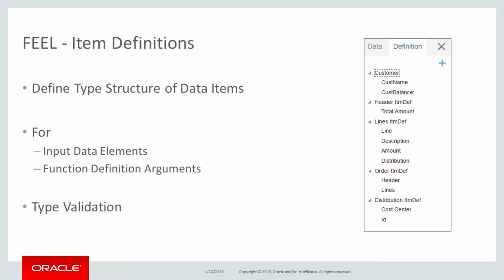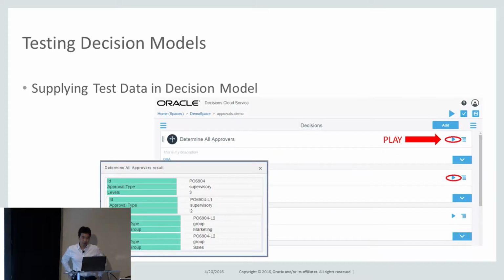The other thing we want to talk about is item definitions. This is another thing in DMN, used as type definitions for defining the type structure of data items. Mainly it's used in input data elements and function arguments for validation. After a decision model is completed, the user can define test data in the decision model for testing. In our tools, we provide play buttons to test the decisions against the sample data. I'll show it in the demo later.